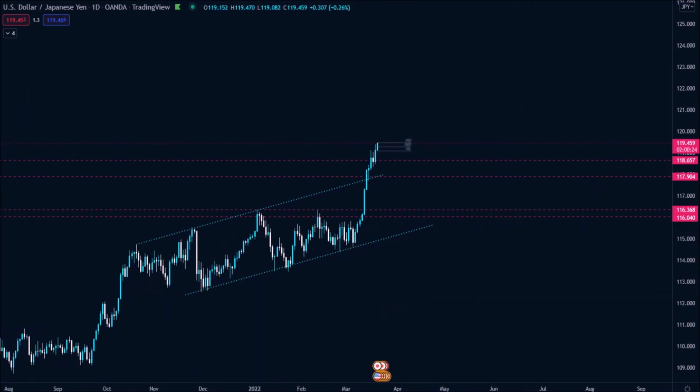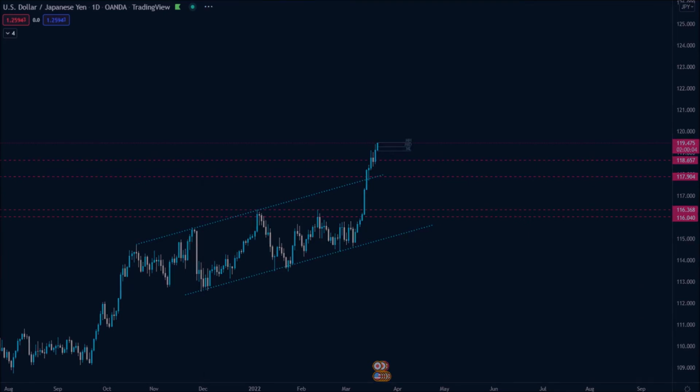Any pullback into this area, and then where I can get a break of structure and look to get higher, or even a deeper retracement would be ideal down into these highs. Yeah, not going to chase this, just looking for any sort of pullback to get involved, so won't really spend too much time further on this instrument.